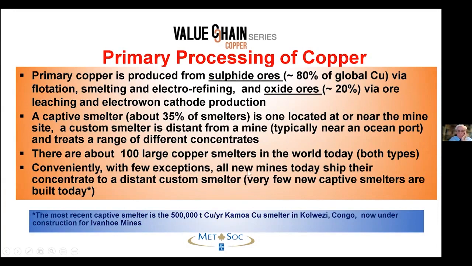Conveniently, with few exceptions, all the new mines that we heard about yesterday and today, all those junior companies, will make concentrates. They will ship their concentrate to a distant custom smelter, either in Asia or in Europe or maybe in North America. There are very few new captive smelters built today because it's far cheaper for these juniors to ship their concentrate to an existing plant. For info, the most recent captive smelter is the large Kamoa copper smelter in Kolwezi, Congo. That's now under construction by Outotec and Ivanhoe Mines.